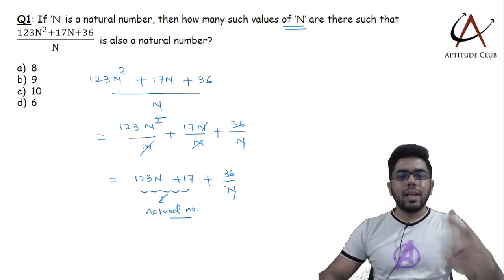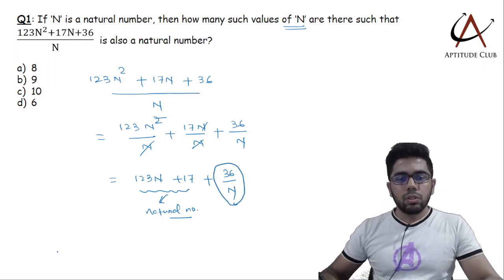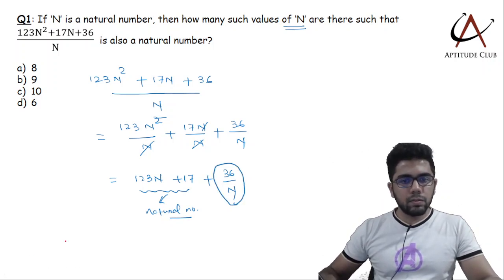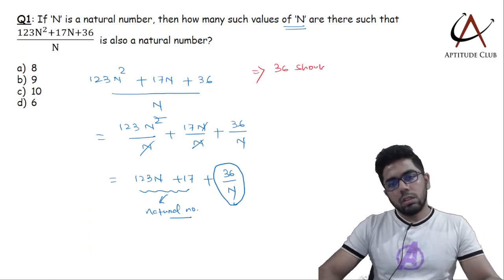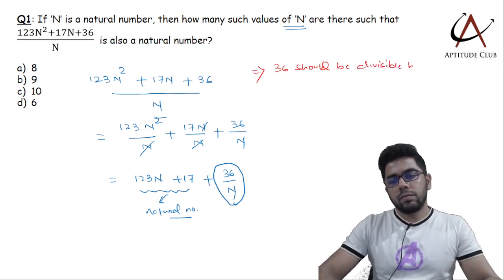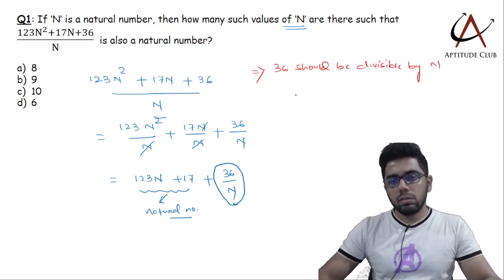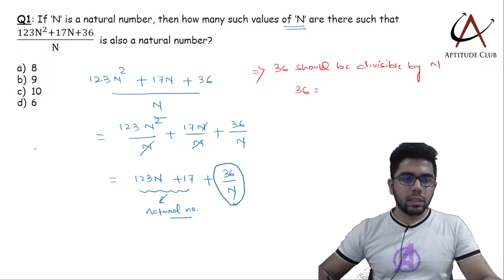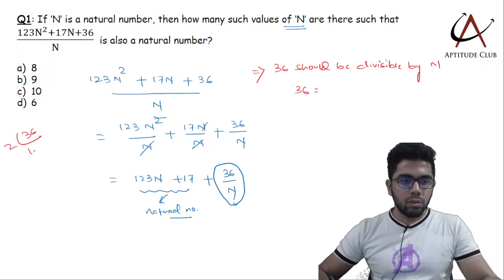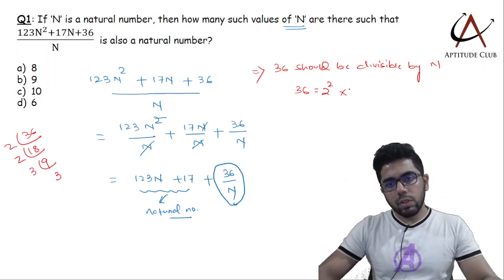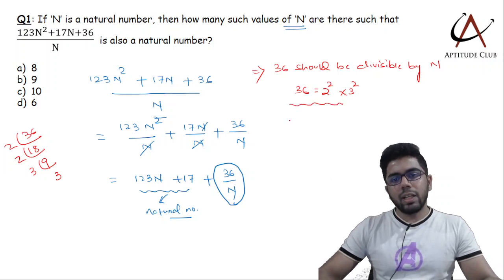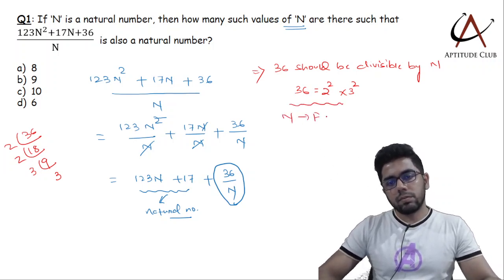So if you want the entire expression to be a natural number, 36 should be divisible by n. We can conclude from here that 36 should be divisible by n. So if we prime factorize 36: 2, 18, 2, 9 and 3, 3. So 36 I can write as 2 square into 3 square. So n must be a factor of 36.